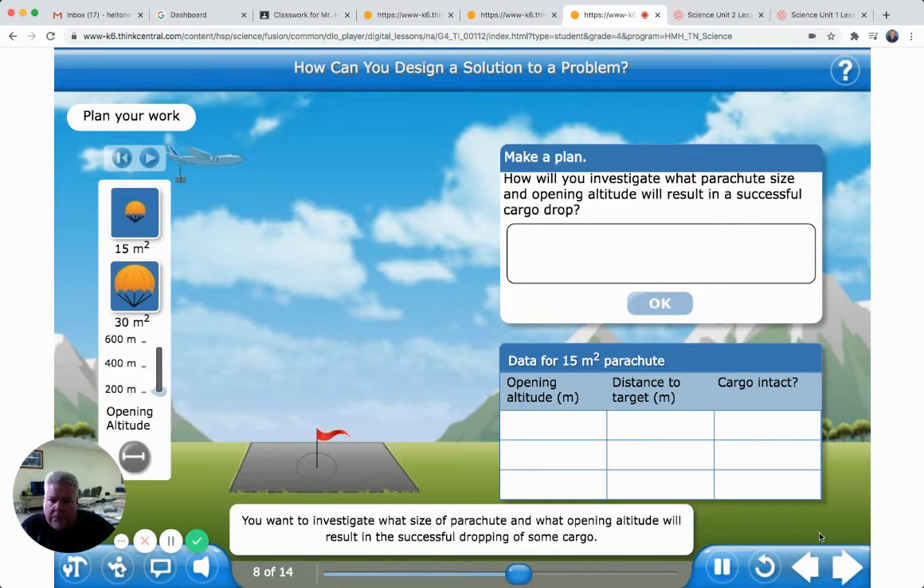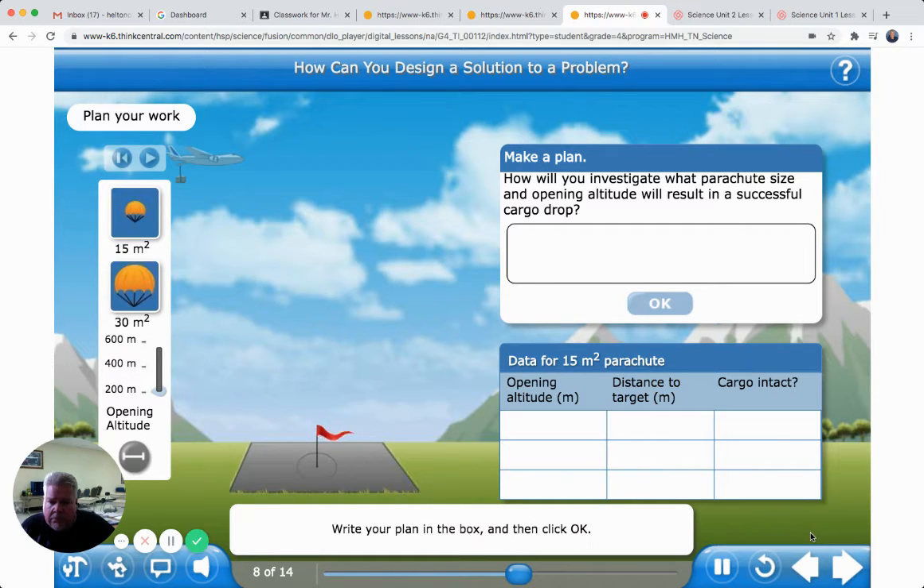You want to investigate what size of parachute and what opening altitude will result in the successful dropping of some cargo. You will be able to use a model to simulate the cargo drop while varying the parachute size and the opening altitude. Write your plan in the box and then click OK.